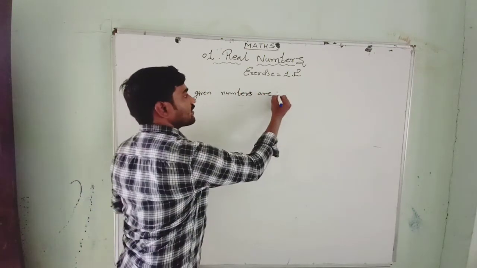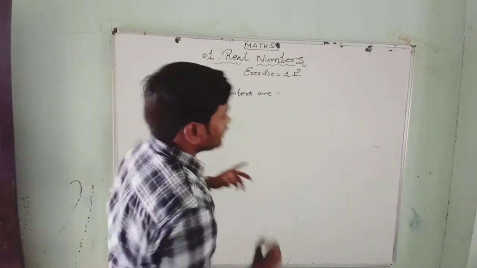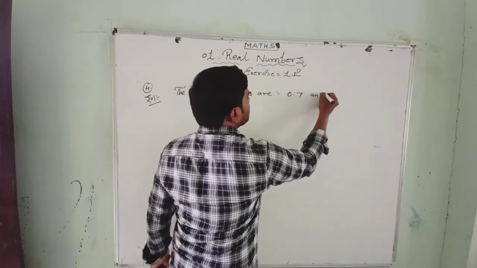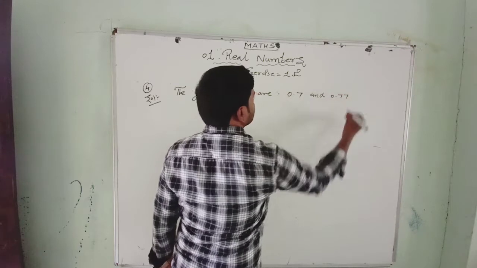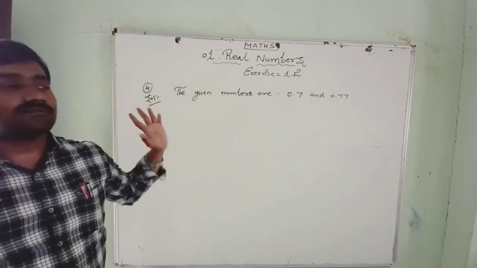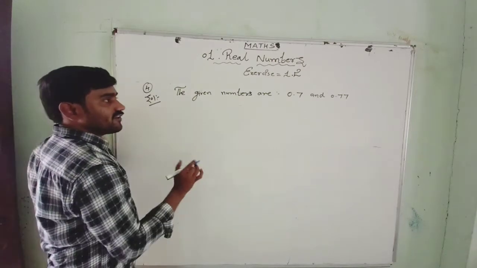What are the numbers they have given? Tell me. 0.7 and 0.77. These two are rational numbers. We can write infinitely many irrational numbers. But see how I am going to modify this.